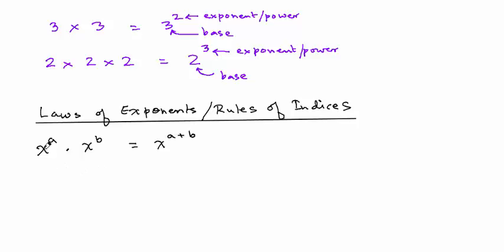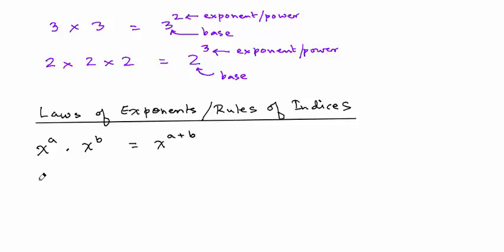Now why this works is pretty easy to understand. This one is a multiplication sentence in which x has been multiplied a number of times. So you have a x's, and on this one you have b x's. So if you multiply this with this, you have a plus b number of x's in all, which is written as x raised to the a plus b.